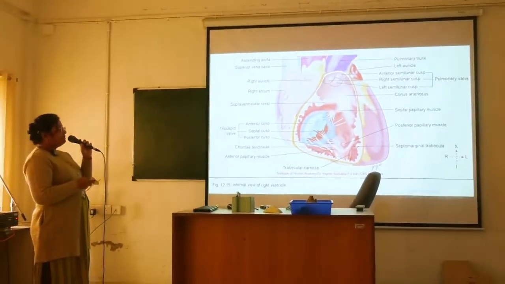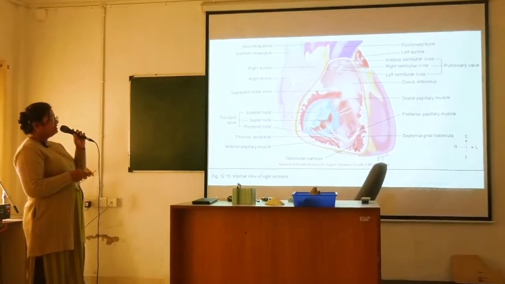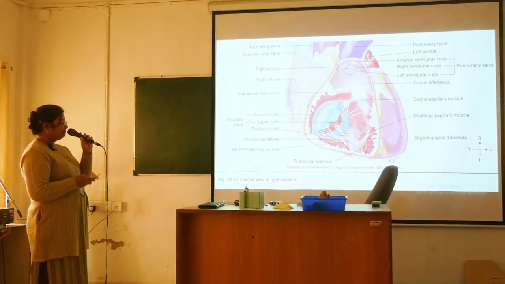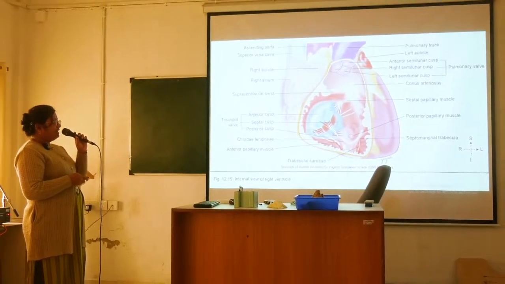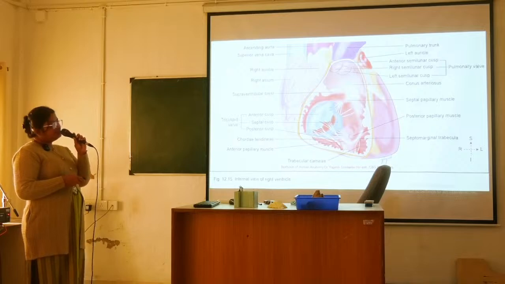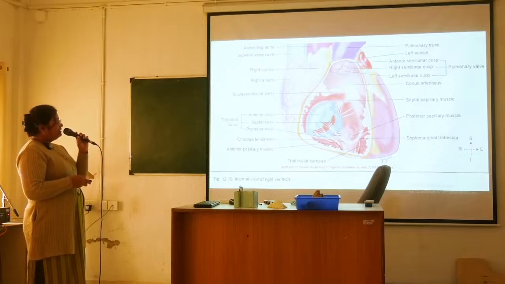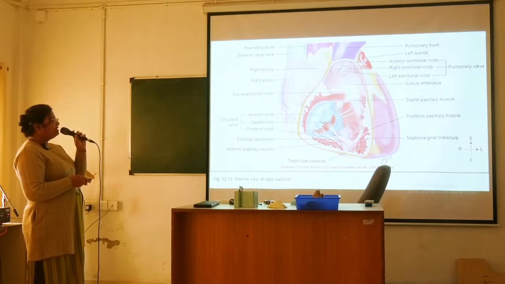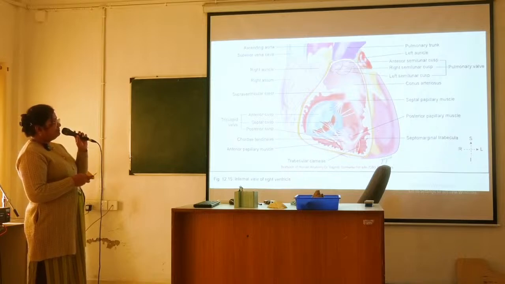Okay, the margins of the valves are attached to these muscles. These muscles are known as papillary muscles. For the right ventricle, 3 papillary muscles are there. Attached to the anterior wall, here is the anterior papillary muscle. Attached to the posterior wall, here is the posterior papillary muscle, and here is the septal papillary muscle.